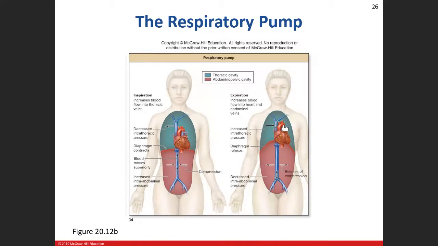Then when you exhale, the pressure increases here in the thoracic cavity, pushing the blood in the vena cava into the heart. Meanwhile, the decreased pressure in the abdominal cavity allows blood flowing from your lower extremity veins into the abdomen there. And then it waits for the next breath.